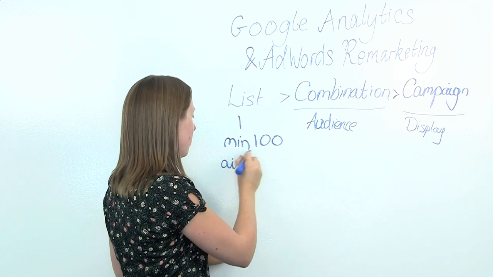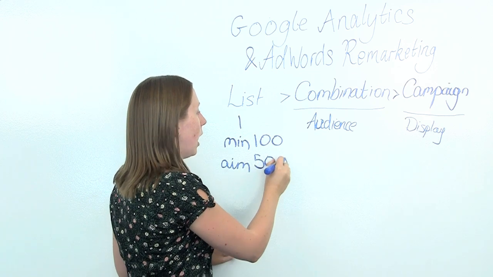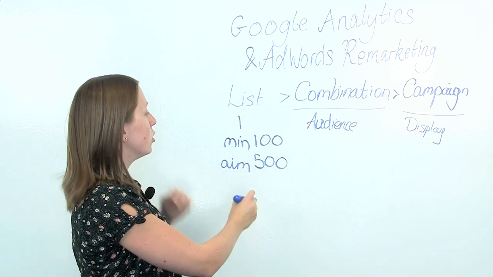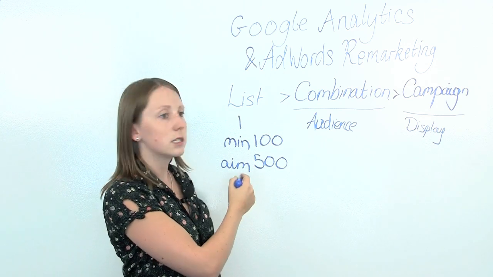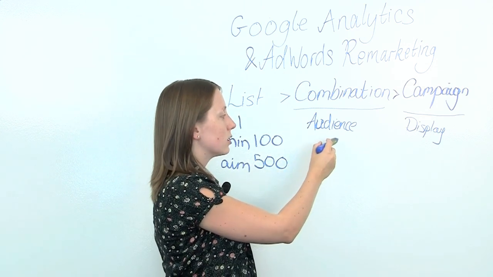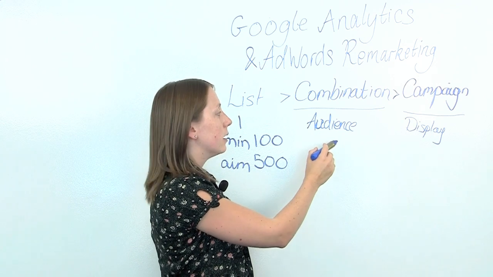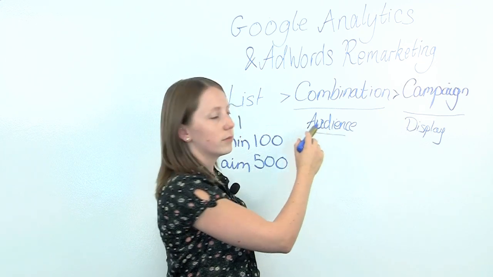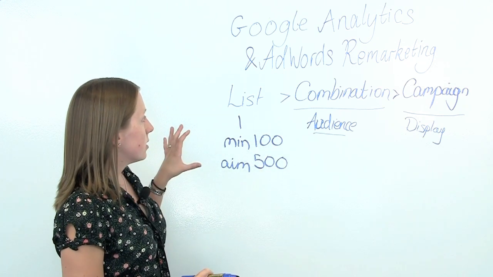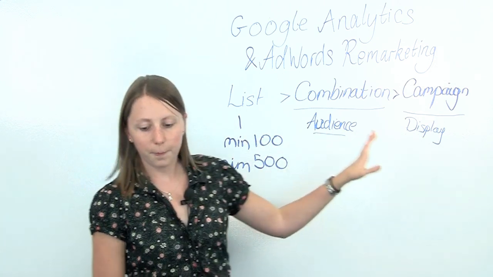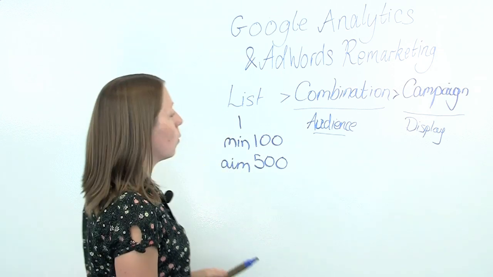Aim for 500 people. You can see your list sizes, and you can get an estimate when you're building it in Analytics, but you can also have a look at the size as it grows in AdWords. So what we've got is how you do it, but why are we doing it?